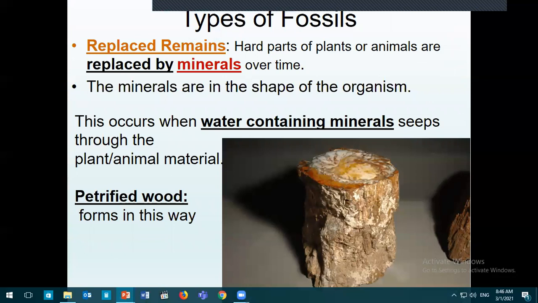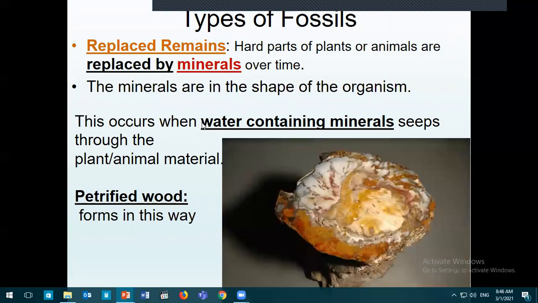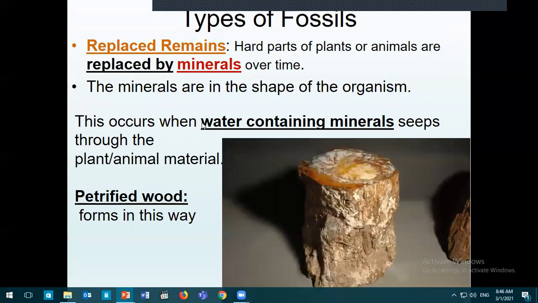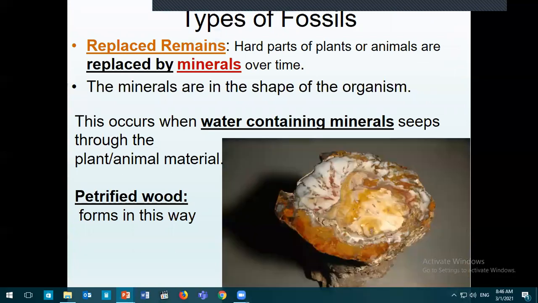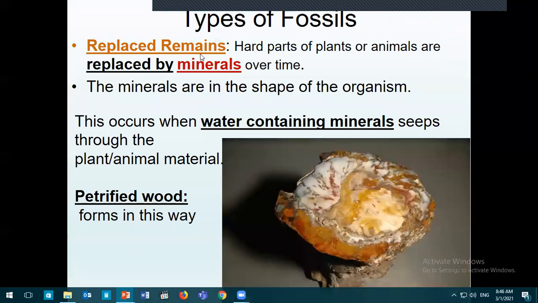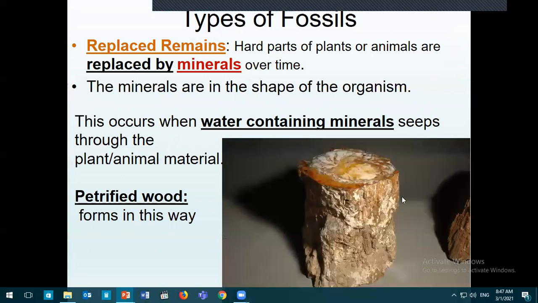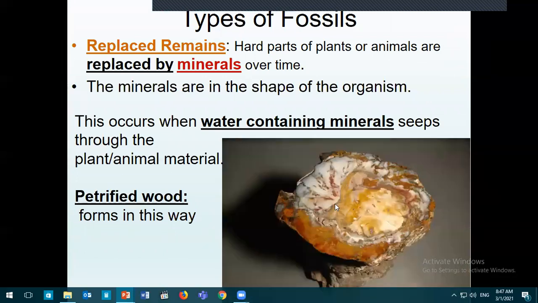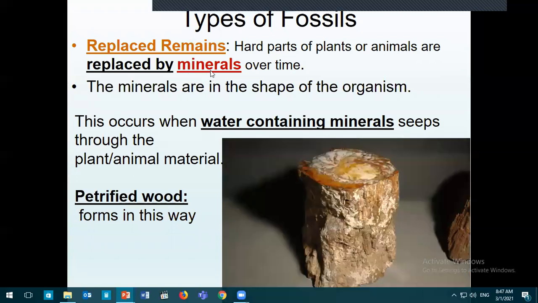Then we have another type of fossils. The first type we called original remains, right? The first type was called original remains. Yes, the second type is called replaced remains, which means that the remains of these fossils or the living things are actually replaced with something else. In this case, it's replaced by minerals.